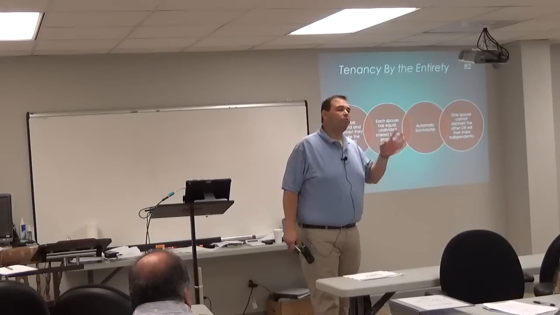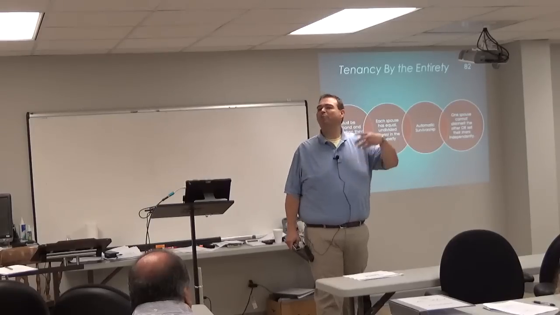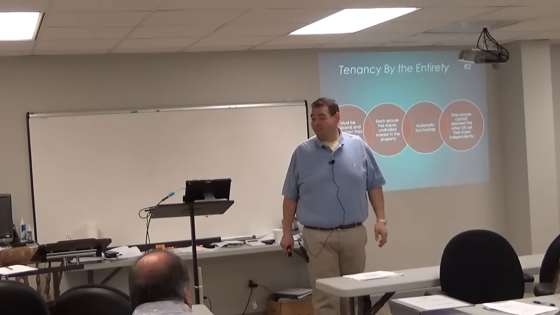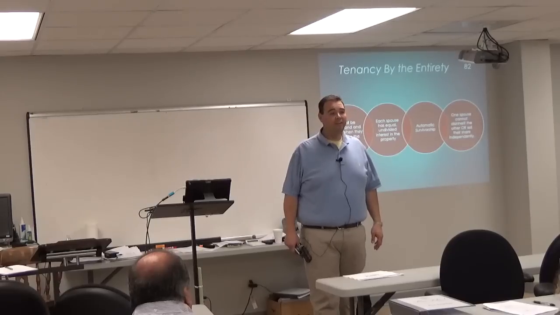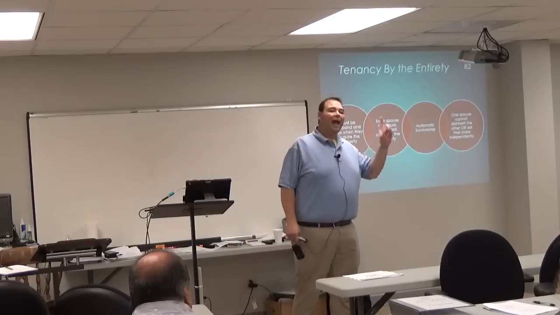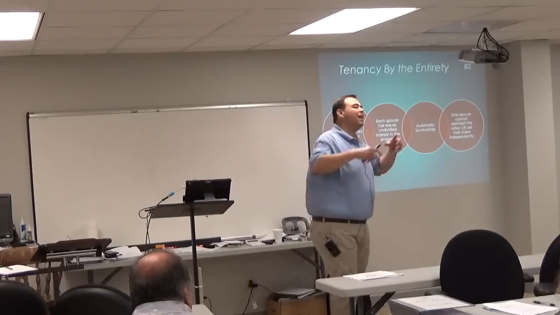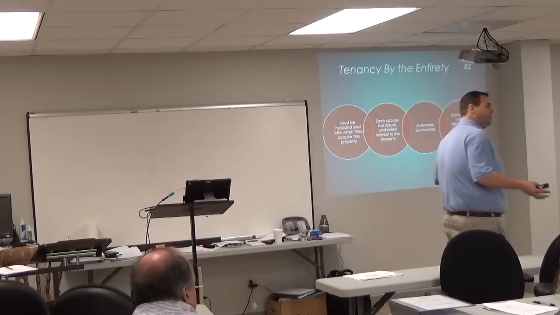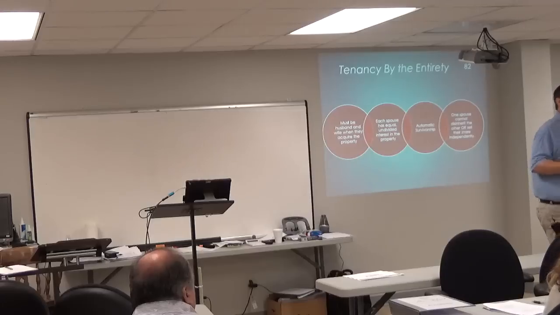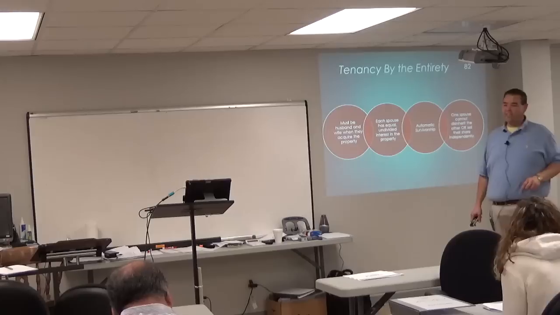So if you bought it when you were just dating, you're not going to be tenants by the entirety. Even if you get married after the fact, you're still not going to be tenants by the entirety. You're only tenants by the entirety if you were deeded the property after you already were married. So a married couple taking title to property is going to take title as tenants by the entirety. And when you take title as tenants by the entirety, survivorship is automatic. You don't have to ask for it. You don't have to check to see if it's there.